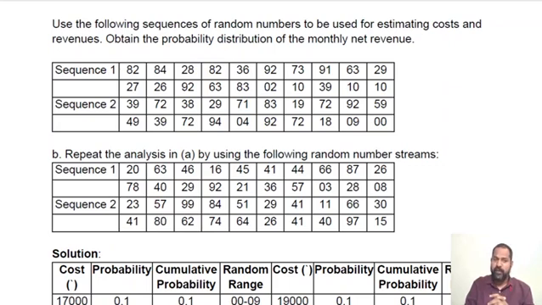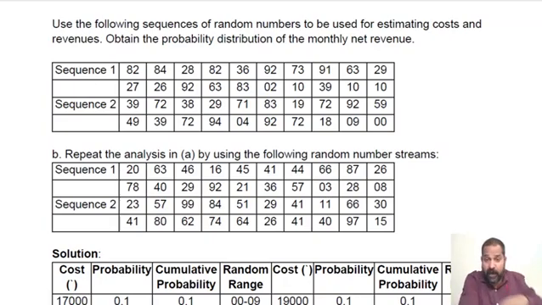But why have you given me sequence 1, sequence 2, sequence 1, sequence 2? Well, sequence 1 will be for the cost, sequence 2 will be for the revenue. Then why again? Well, because they've said repeat the analysis in A by using the random number streams. So they want you to do the question twice with 2 different sets of random numbers. Obviously, I'm going to do it with the first one only. The second one is your job, or the second one is homework.